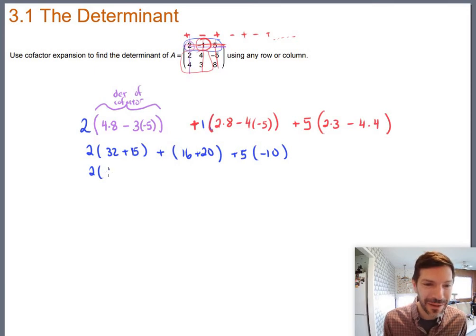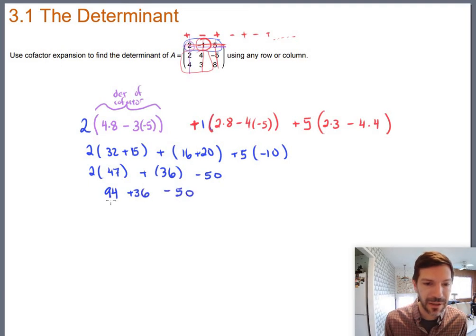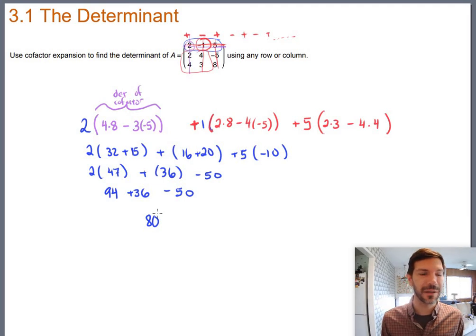This would be, what, 47, and 16 and 20 is 36, and 5 times -10 is -50, and 2 times 47 is 94, plus 36 minus 50. Let's see, this would be 130 minus 50, so that would be 80. Hopefully I did all my arithmetic right. Okay, so that was finding the determinant of this particular 3 by 3.